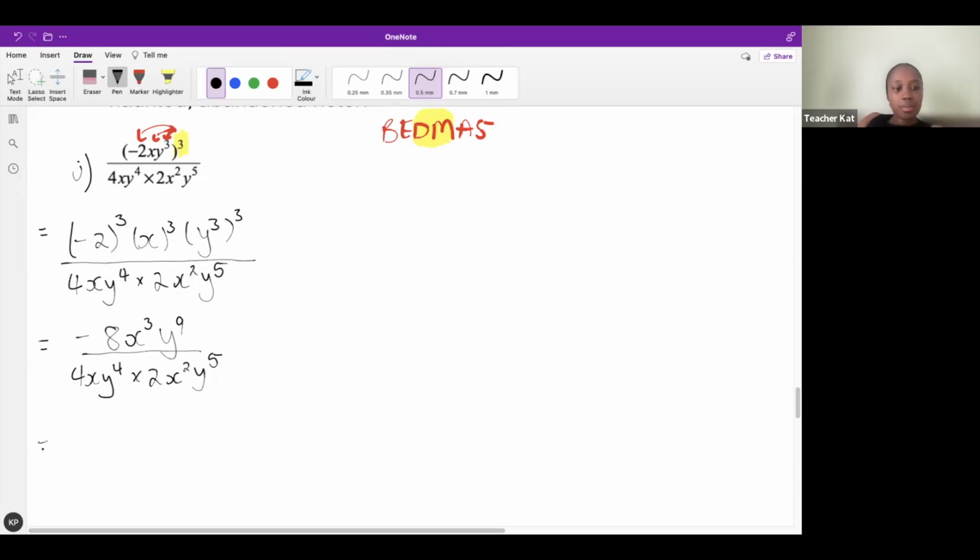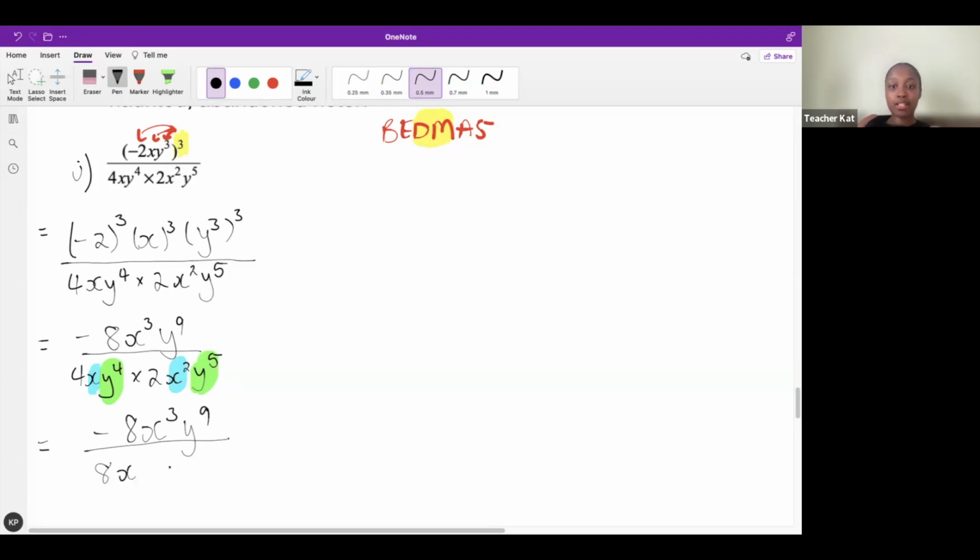Okay. So I'm going to leave my numerator as is, -8x to the power of 3, y to the power of 9. And I'm going to go to my denominator, okay? Besides the numbers, we still have similar bases, right? And we are multiplying. Let me use green. There we go. Right, so what is 4 times 2? At the bottom, we're in the denominator now. 4 times 2 is 8. And then we are multiplying in the denominator, so then it will be x to the power of what?